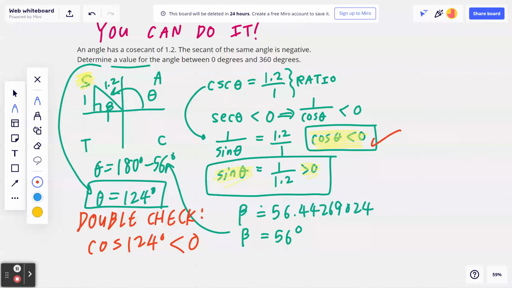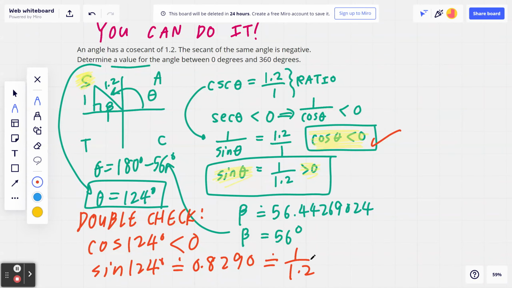I also go back and I double check by taking sine of 124, which equals approximately 0.8290 and so on. And if I take 1 divided by 1.2, that is approximately the same decimal. Again, we rounded the answer, so we can't expect the exact answer when we double check. And that's how you do this example.